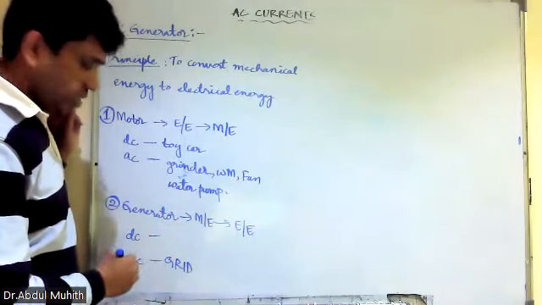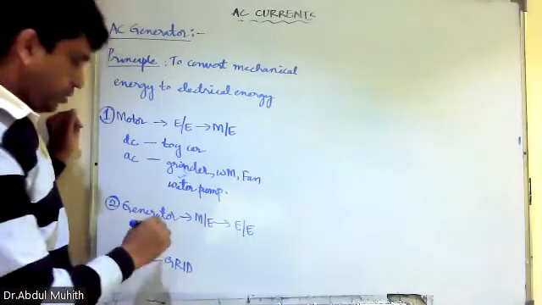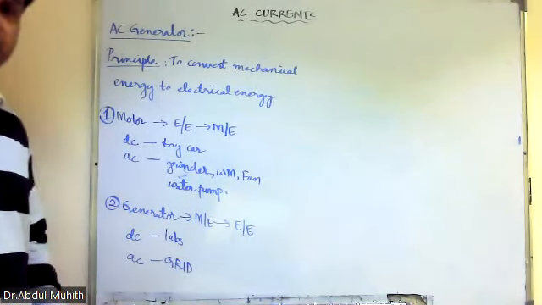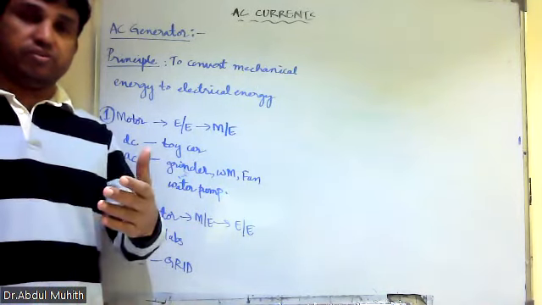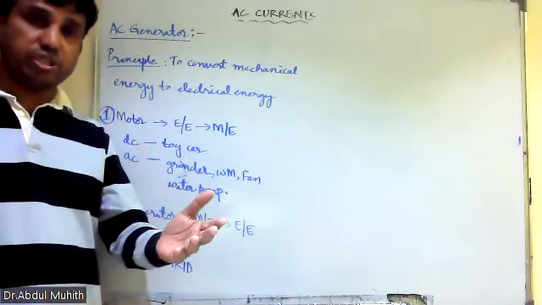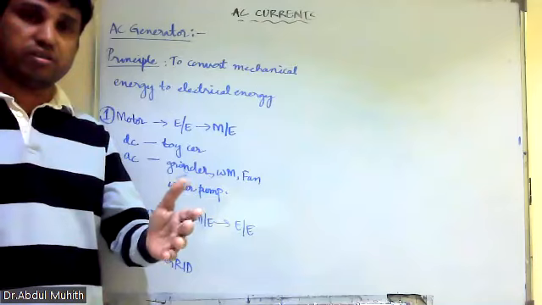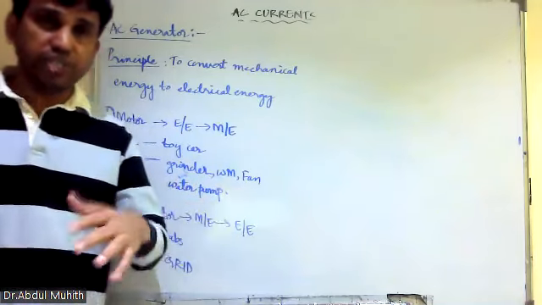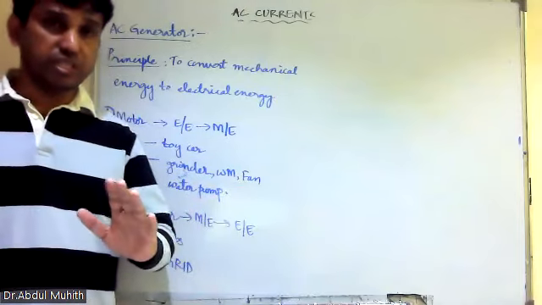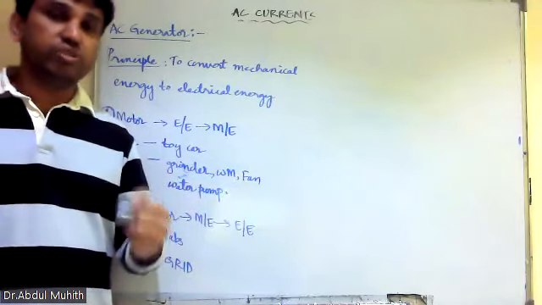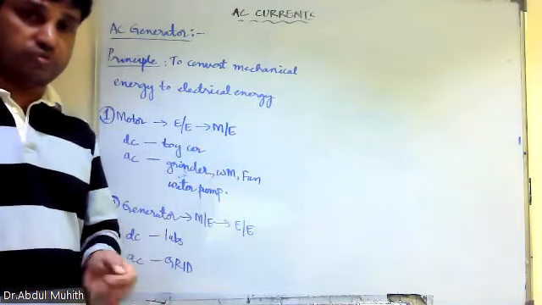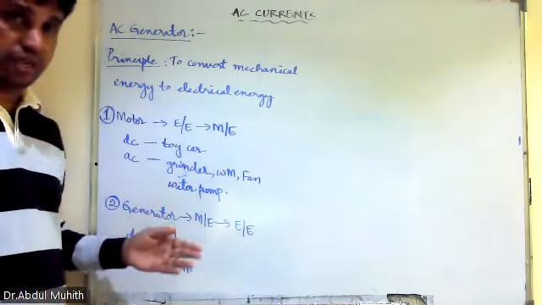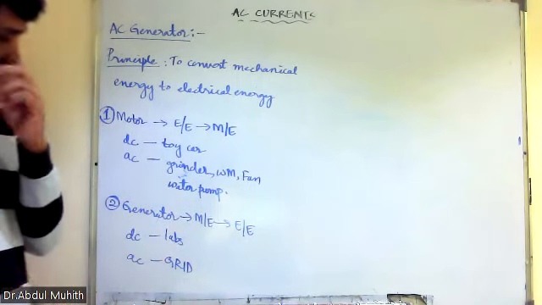DC generator, in a simple way, we use this in the labs, mostly in medical labs. For X-ray, MRI (magnetic resonance imaging), PET scan, CT scan, we need a high DC voltage, not the AC. We don't need AC, we need DC, and that also very high. So for that reason, we cannot use AC current. We have to use a DC generator. So in that setup it is there.